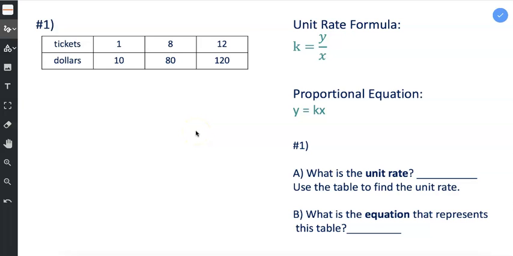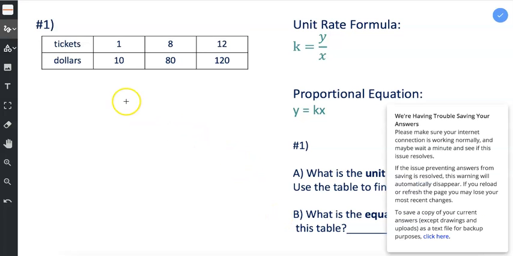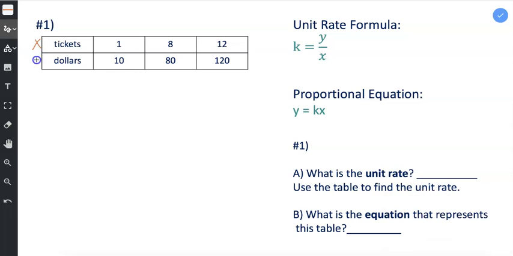In this video, we're going to answer two questions. First, what is the unit rate? And second, what is the equation that represents this table? Today, we're going to be working with tables. So I'm going to start by labeling the x variable and the y variable.